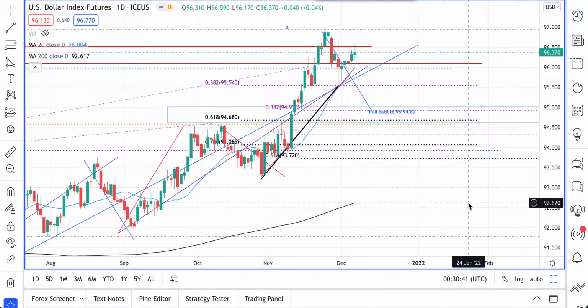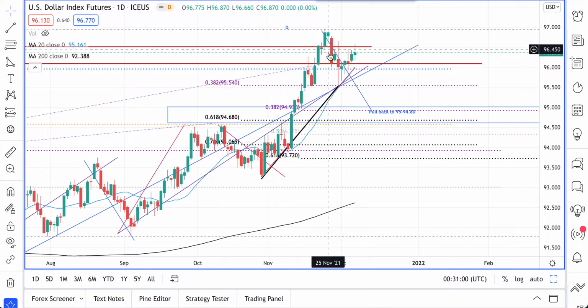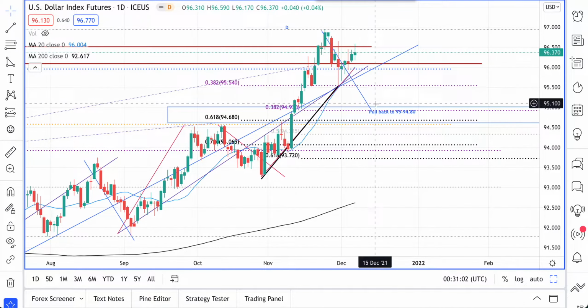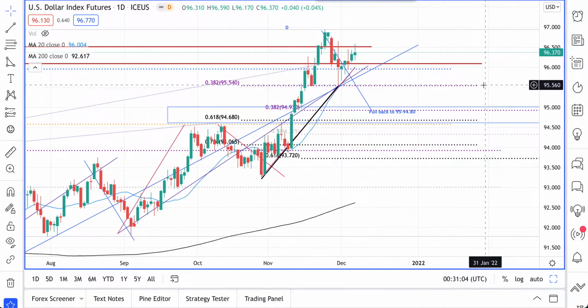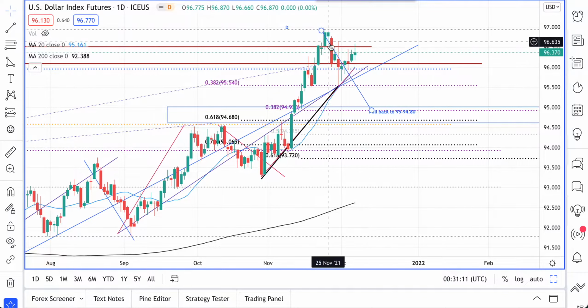Okay, so what we are taking a look at is the dollar index, which is a basket of major currencies. In our previous video, what we had discussed was we were looking for a pullback, and this is exactly what we got. So we got a pullback right to this 38.2% Fibonacci retracement level, and we think that actually there is further pullback to go. So we were looking at pullback between 95.50 and 95 level. So that's what we have drawn here.